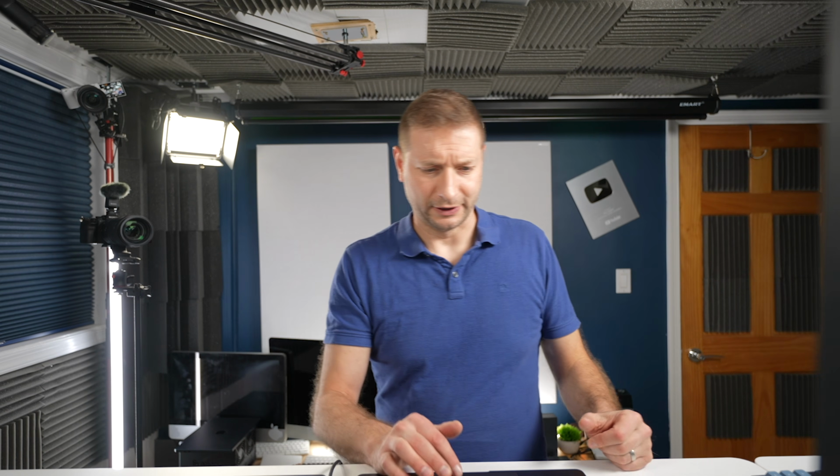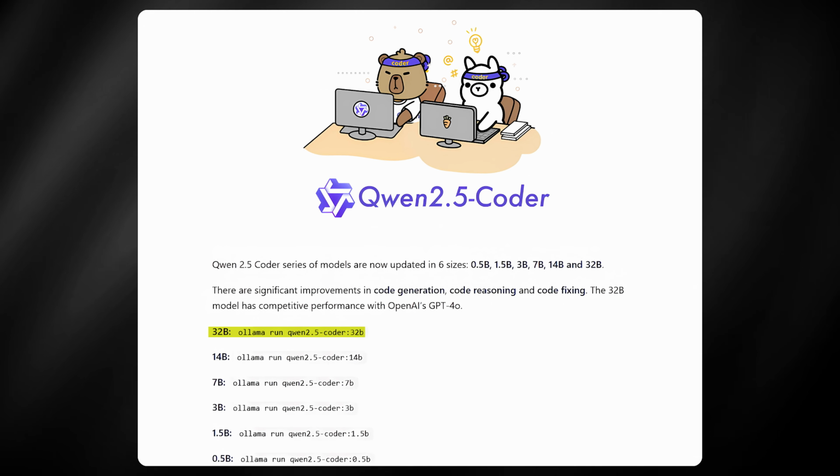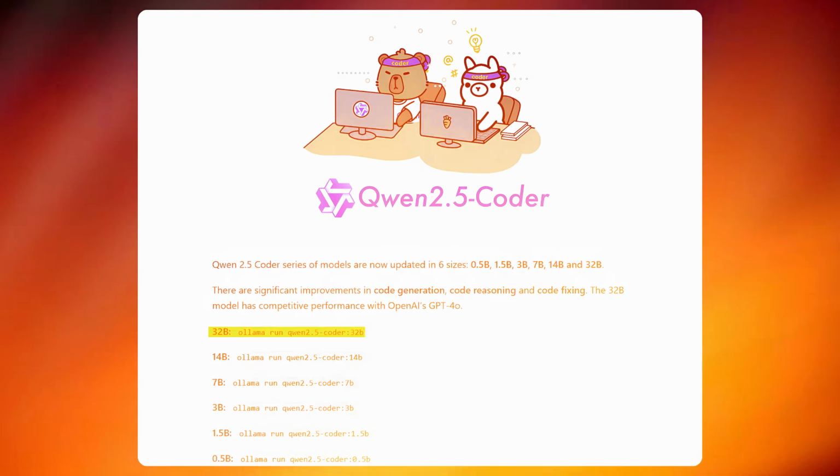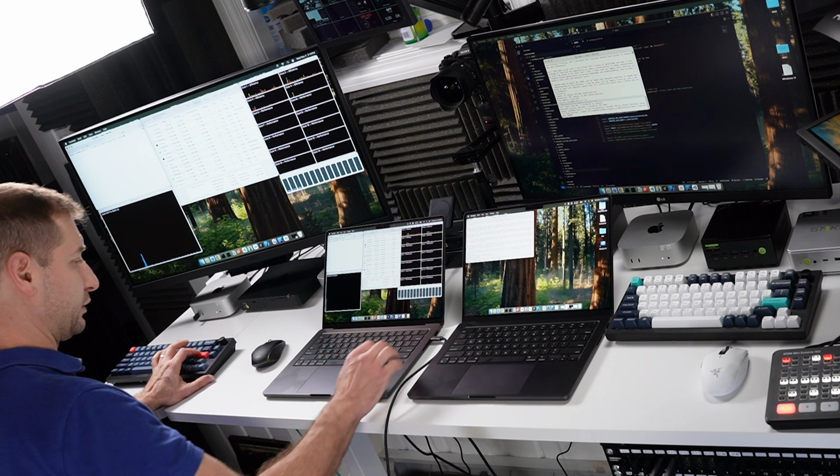All right, enough talking. Come on, I'm gonna run a machine learning thing. llama run Qwen 2.5 coder 32 billion parameter model. And I'm gonna do this on both of the machines and we'll see how that affects everything. So let's go.